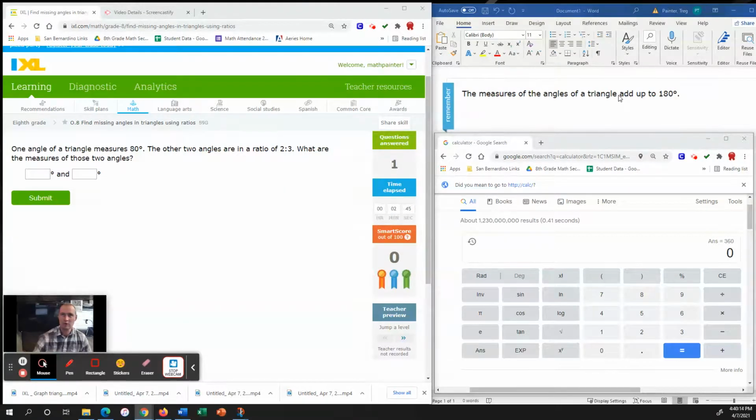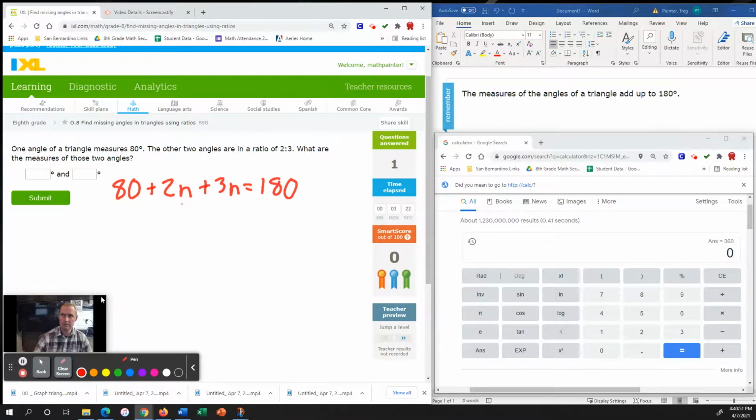We know that one measure of an angle is 80 degrees. The other two angles are in a ratio of 2 to 3. What are the measures of the other two angles? We know our first angle is 80 degrees, so we're going to write 80 plus 2 times something, whatever that angle might be, plus the last angle of 3 times something. And remember, all three angles must give you 180 degrees.